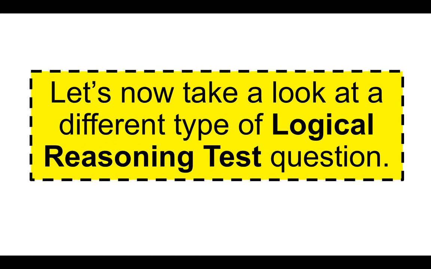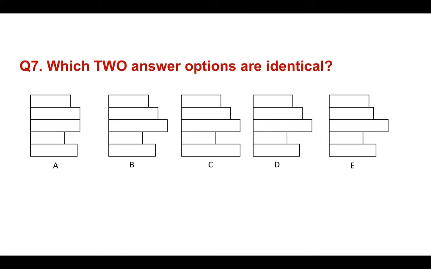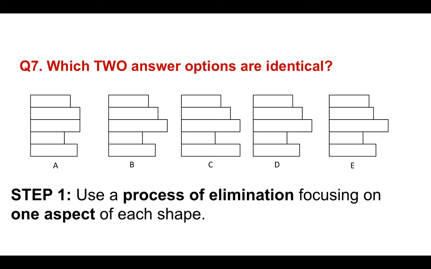So let's now take a look at a different type of logical reasoning test question. This time we have to assess these shapes and decide which 2 answer options are identical. Now, upon first inspection, they look all the same, but my advice is to use a process of elimination. Now, this is quite clever. You have to focus on one aspect of each shape and then decide which one doesn't match. So if we look at A, we can see there that there's actually a prominent pattern there. There are 2 rectangles that are the same.